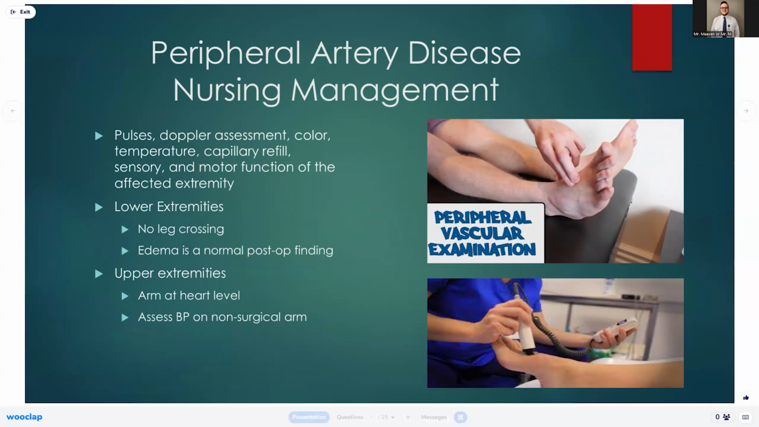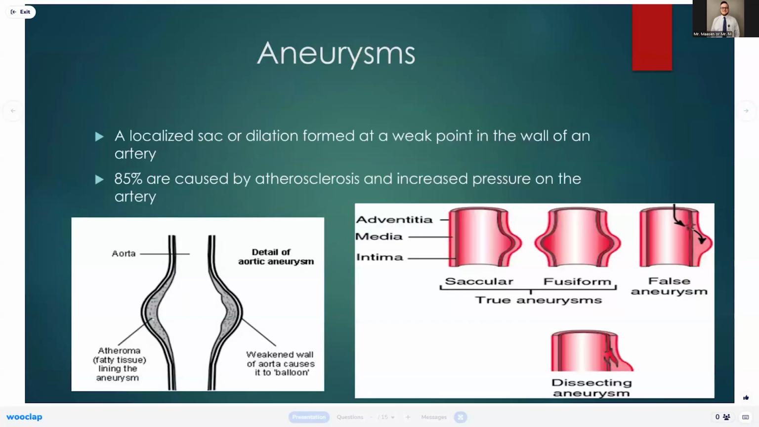So, what do we recommend? We tell people with arterial disease, especially in the periphery, don't cross your legs if you can avoid it. After a procedure that you've had done to your legs, edema and swelling are going to be pretty normal. Upper extremities, keep them at heart level. Avoid excess blood pressure on the non-surgical arm if we did surgery there.